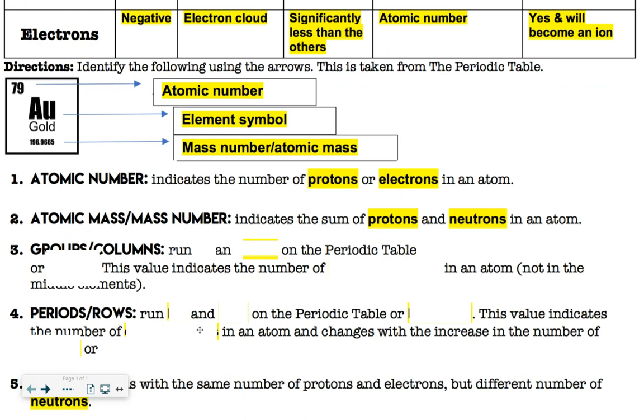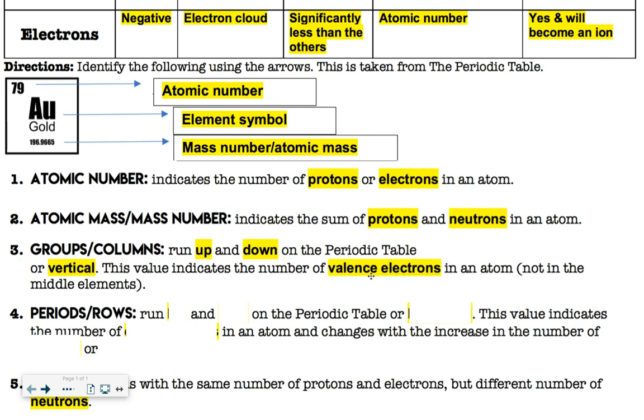Now, the video just told us that groups or columns, when I think of columns, I try to think of social studies, and I think of different types of columns, and those run up and down on the periodic table, or the fancy math word for up and down is vertically. This value indicates the number of this in an atom. Doesn't connect to the middle elements, which is why in that video, the middle part of the periodic table is kind of blurred out. This is the number of valence electrons.